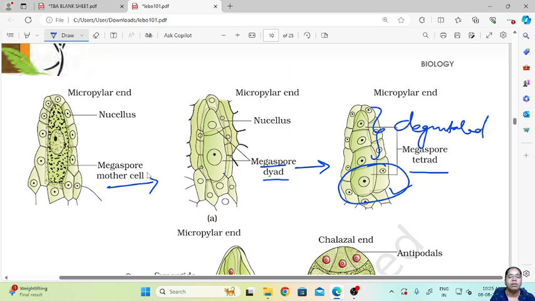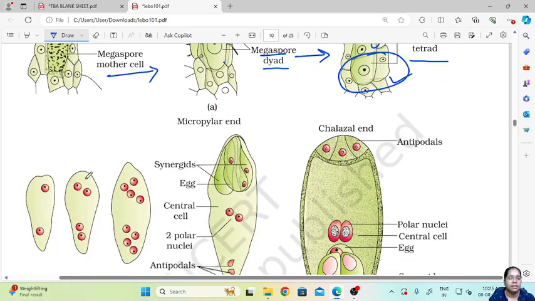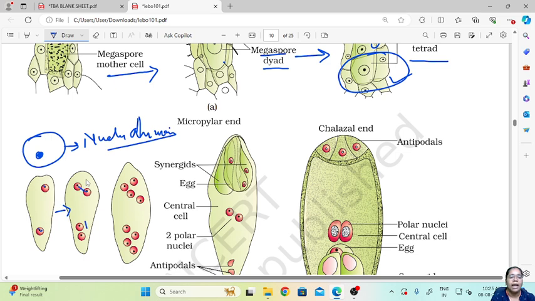This will further undergo karyokinesis, that is nuclear division. Now the cellular division has happened, and now the nuclear division will take place. That is, this single megaspore, which is formed from the megaspore mother cell, will undergo nuclear division. The nuclear division will result in formation of 2 nuclei. Then these 2 nuclei will further divide to form 4, and then it will divide to form what? 8. So from 2 to 4 to 8.